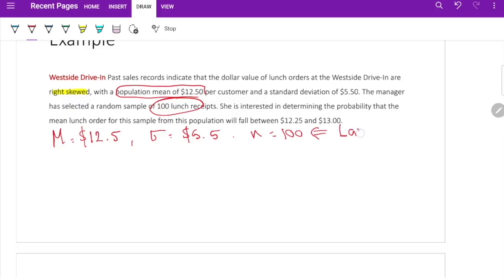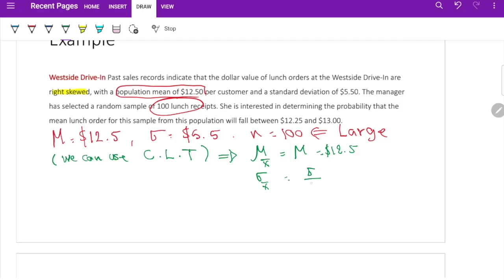This is large. Why large? What does it mean by large? Keep this in your mind. Large means we can use the central limit theorem, CLT. What does it mean? Immediately, before continuing the question, we can say the mean of the sampling distribution is equal to mu, which is equal to 12.5. And the standard deviation of the sampling distribution is equal to the standard deviation of the population over the square root of n, which is 5.5 divided by the square root of 100, which is 0.55. This is only because we know that n is equal to 100.